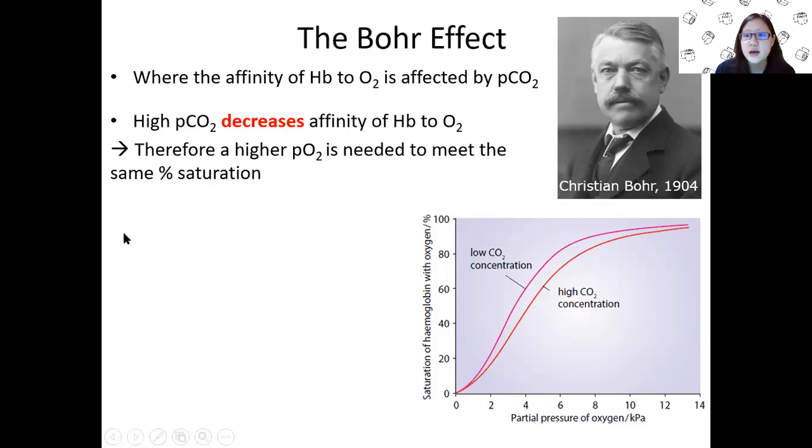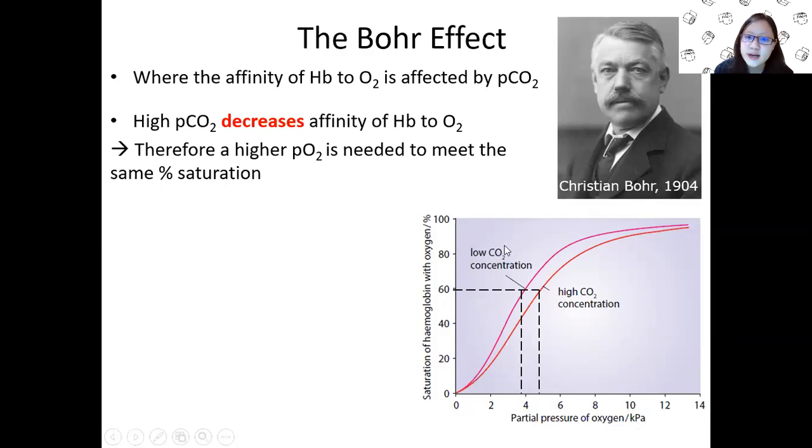So let's verify this by looking at the curve and why it shifts to the right. So analyzing the sentence, if it is the same percentage saturation, let's say around 60 here, for the low carbon dioxide concentration, you will need around 3 point something partial pressure of oxygen. But you see here at the high CO2 concentration, to reach the same percentage saturation, which is around 60%, you would need 4 point something, almost 5 kilopascals partial pressure of oxygen.